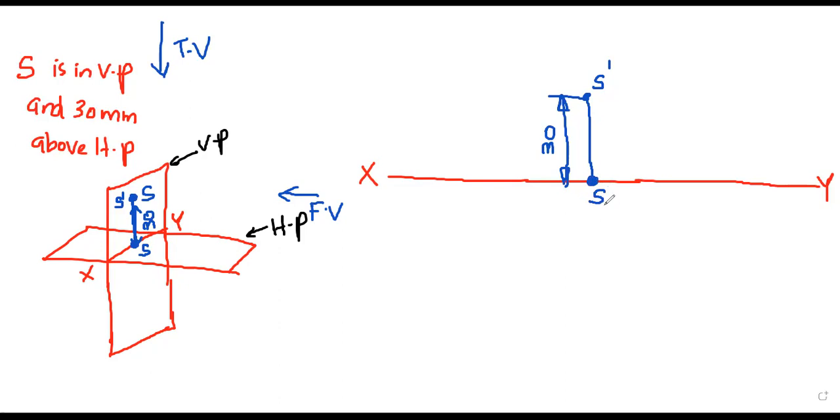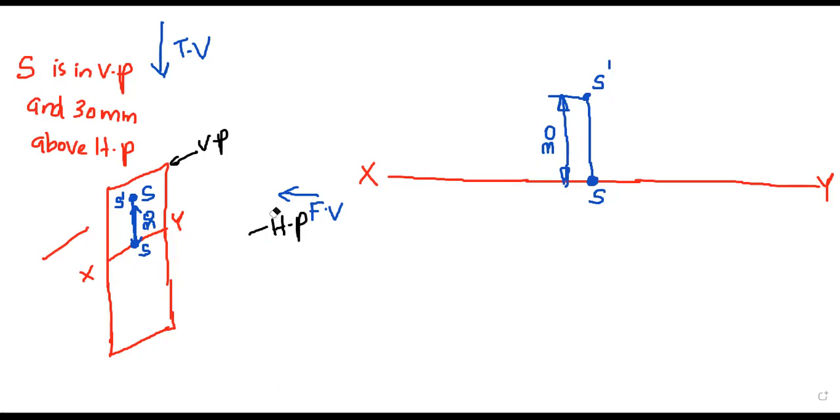So this is the top view S and here S is in the XY line. Why? Because the point S is in the vertical plane. If the point is in the vertical plane, its top view, the projection, will be on the XY line. Okay, draw this. Draw the front view and top view of S. Front view S dash is 30 millimeter above XY line and the top view S is on the XY line. Finished?